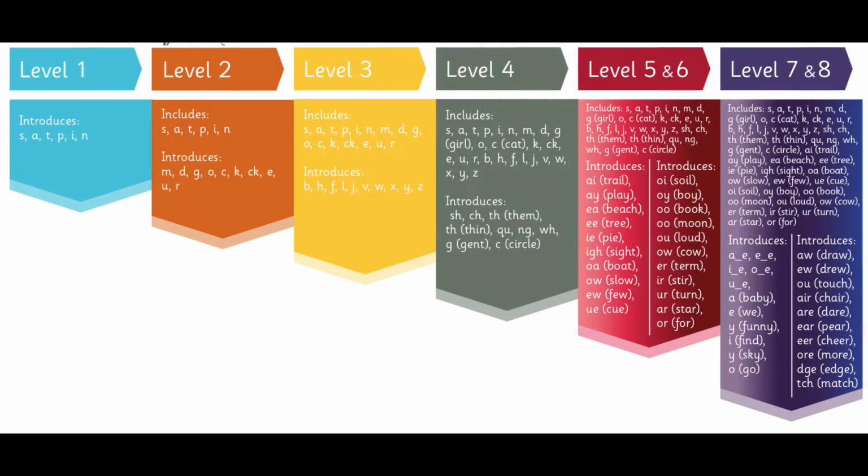Before I begin, let's have a look at our scope and sequence. We have 8 levels in our Decodable readers. All of our series follow these 8 levels. Within each level, we have a sound set from simple, starting at level 1, S-A-T-I-P-N, all the way to a more complex code, which is our level 8.